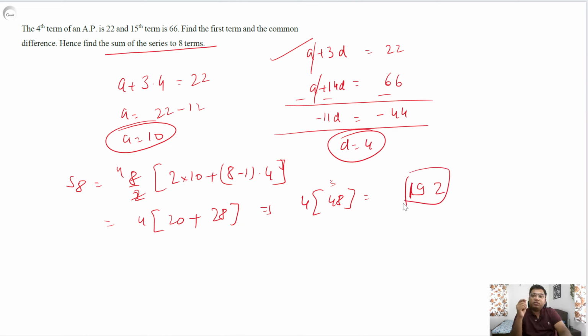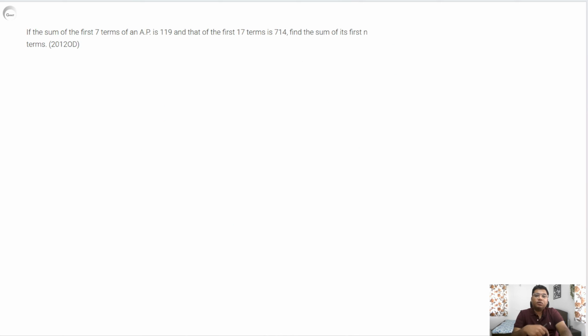Okay, so remember they might be mentioning the fourth term, 10th term, and whatever. You are looking at a simultaneous solving of two equations. You are not looking at the fourth term, you're not looking at the 10th term. You extract what you want from the question. You don't fall for the information that they are trying to feed you. Okay, let's move to the next question, guys.